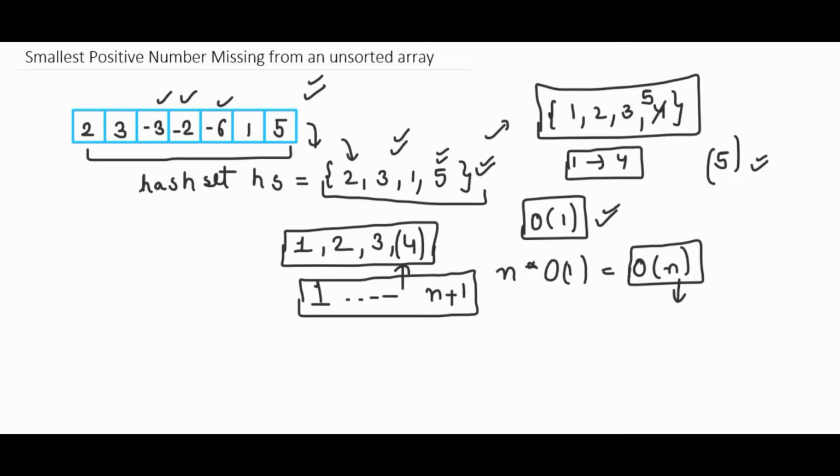So the time complexity will be big O of n, but we are using extra space in this as a hash set. So our space complexity will be big O of n as well in the worst case, which is the same case when all the positive elements are present in this array. So space complexity will be big O of n, and time complexity will also be big O of n.